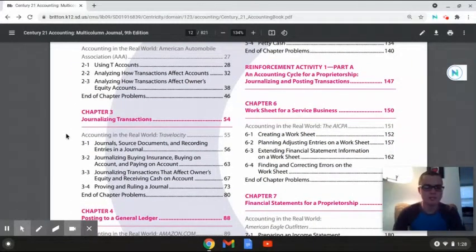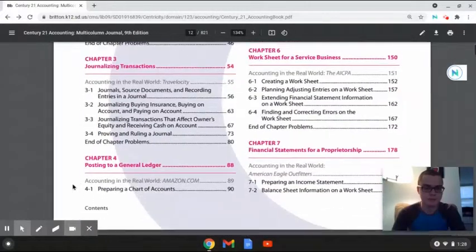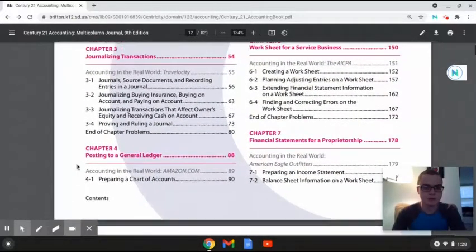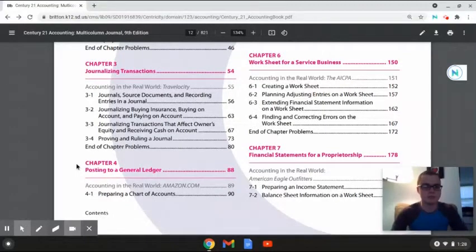Then we'll be moving on to Chapter 3, where we'll be learning about journalizing transactions. So we'll be learning about journals, source documents, and recording entries in a journal, journalizing buying insurance, buying on account, and paying on account, journalizing transactions that affect owner's equity and receiving cash on account, and proving and ruling a journal.